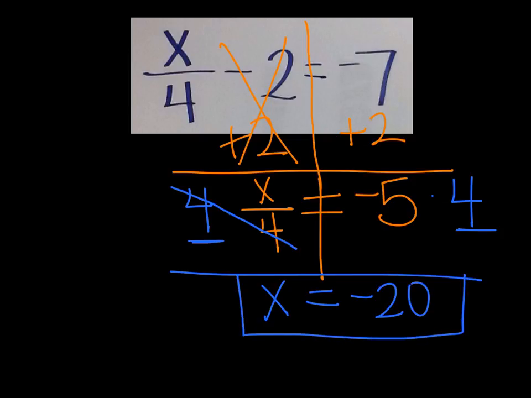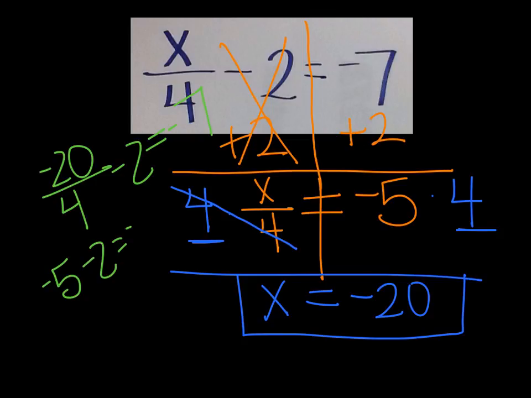Of course, you can always plug that in and make sure that it works. So that would mean that negative 20 divided by 4 minus 2 is equivalent to negative 7. You would divide first, so that would be negative 5 minus 2. And I'm going to think of that like temperature. If it's 5 degrees below 0 and it drops 2, my new temperature would be negative 7, which is equivalent on both sides.